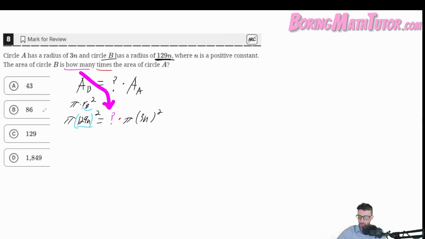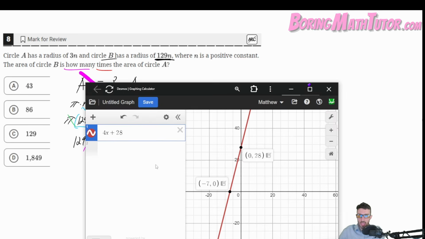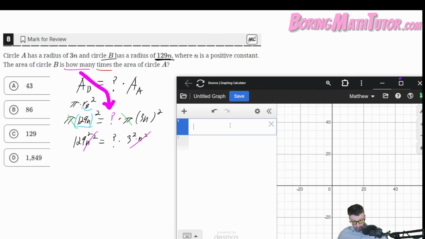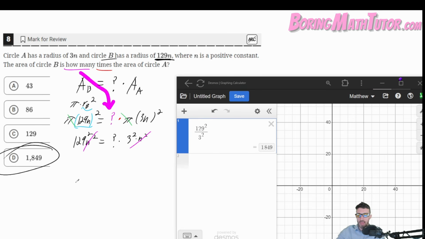Well, in order to solve this equation for question mark, we're going to cancel out the pi on both sides. And then you're going to get 129 squared times n squared equals question mark times 3 squared times n squared. And what's going to happen here is that the n squared just cancels, so we don't care about that. And we really just have to ask our robot what 129 squared divided by 3 squared is, and he comes back with an answer so reliable. I love that guy.